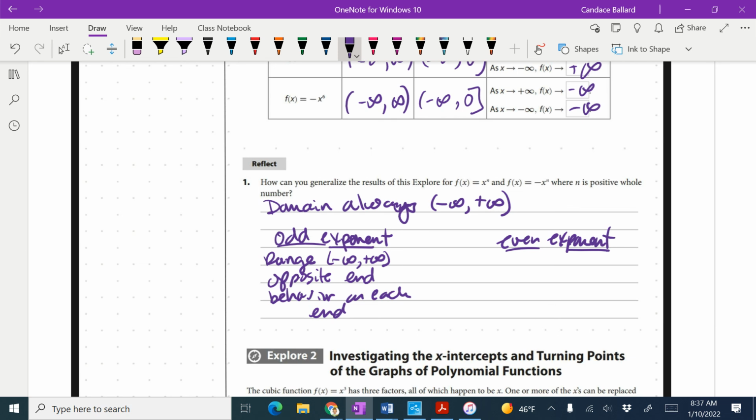Okay. On evens, our range was either negative infinity to 0 or 0 to infinity, right? It depended upon if it was positive or negative in front. But it was only one of those two things.